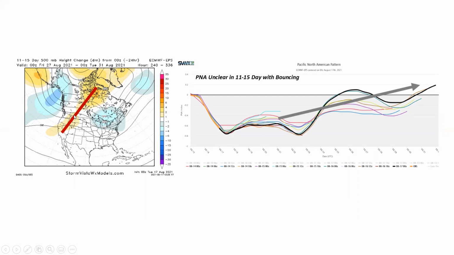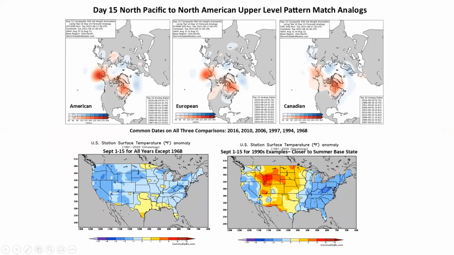It's not straightforward. I did look at day 15 upper level pattern matches, the 500 millibar pattern matches, the top 10 dates that correspond to the pattern that each model is showing for the American, European, and Canadian. And what I did was I looked at common dates on all three of them. And it was really interesting. 2016, 2010, 2006 are included, 2 years from the 1990s and 1968. When I created the early September pattern from those dates, I get a really cool pattern over the US. And I even excluded 1968, which was much cooler as well.